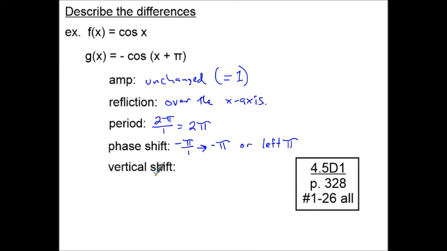Okay, then a vertical shift. Again, a vertical shift would be a number out here being added or subtracted, and there is none, so none right there.